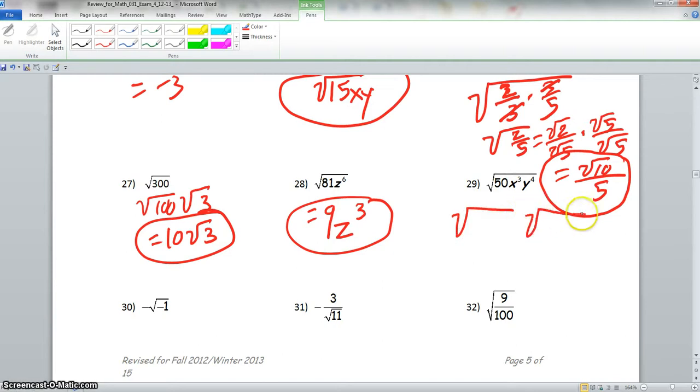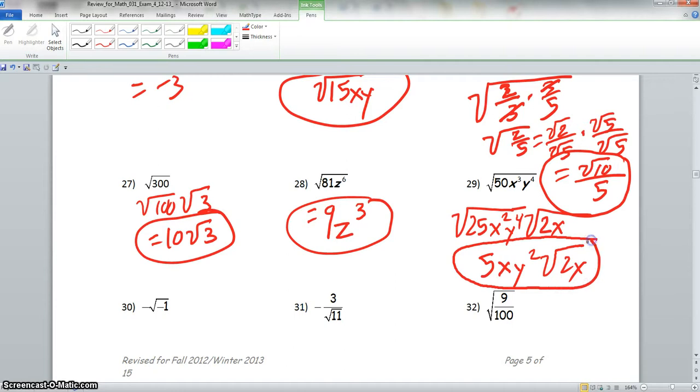Now, for 29, we need to pull out our perfect squares. We're going to have two radicals here, one with our perfect squares and one with what's left. The perfect square in 50 is 25, and that will leave us 2 left. The perfect square in x cubed is x squared. That will leave us an x. And the perfect square in y to the 4th is y to the 4th. The square root of 25 is 5. The square root of x squared is x. The square root of y to the 4th is y squared, times the square root of 2x. And that is the final answer.